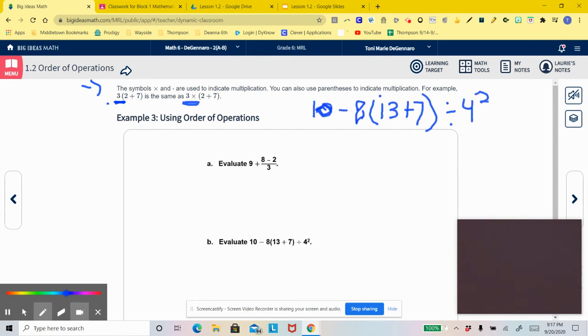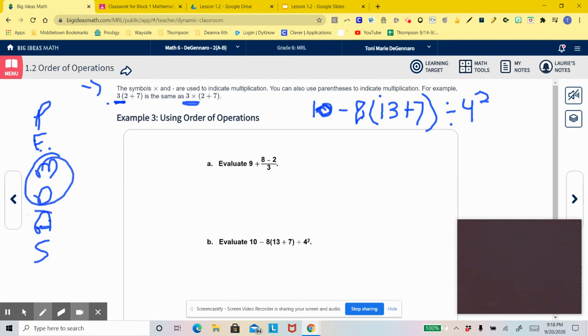All right, so now we have our problem B. We have 10 minus 8 times 13 plus 7, with the grouping of 13 plus 7, divided by 4 squared. If you notice, here is that number next to the parenthesis, which means multiplication. So if we follow our PEMDAS, or please excuse my dear Aunt Sally: parentheses, exponents, multiply and or divide left to right, and add, subtract, whichever comes first, left to right. So we're looking here, parentheses. We do have parentheses, we have the 13 plus 7.